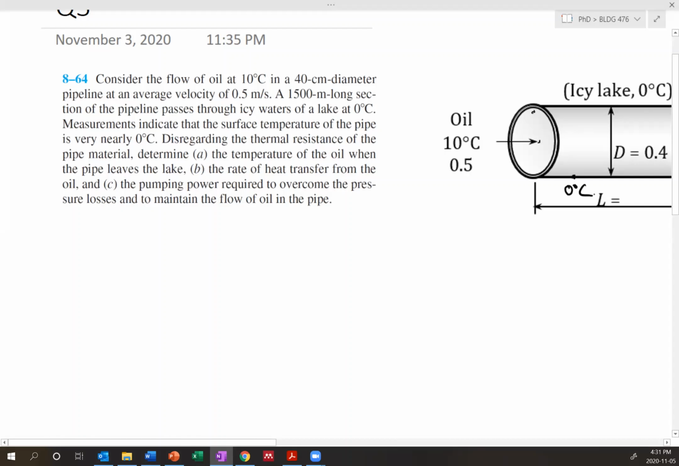And then they say disregard the thermal resistance of the pipe material. So if we were to draw a cross section, what we're saying is that if this is 0 degrees Celsius, we're also going to say the inside of the pipe is 0 degrees Celsius because we're disregarding that thermal resistance. So we want to find the temperature of the oil when the pipe leaves the lake, the rate of heat transfer from the oil, and the pumping power required to overcome the pressure loss.